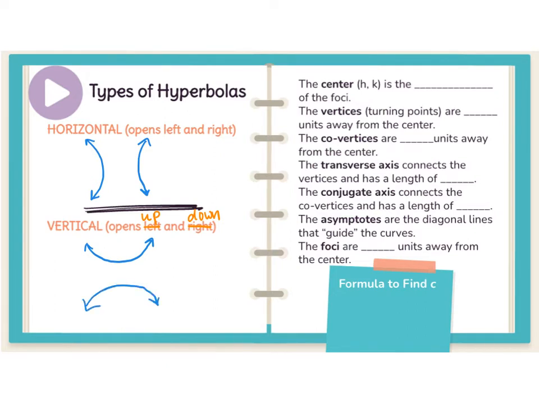Now, each hyperbola has its own characteristics. Some of these characteristics are the same as ellipses, and some are different. So each hyperbola has a center.